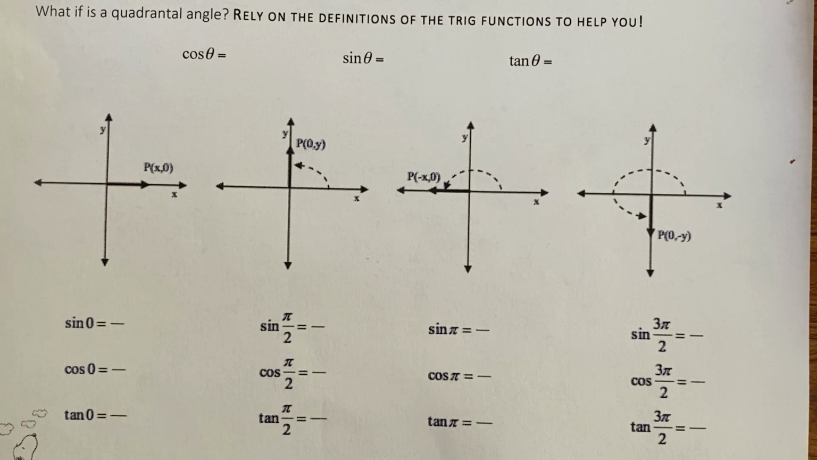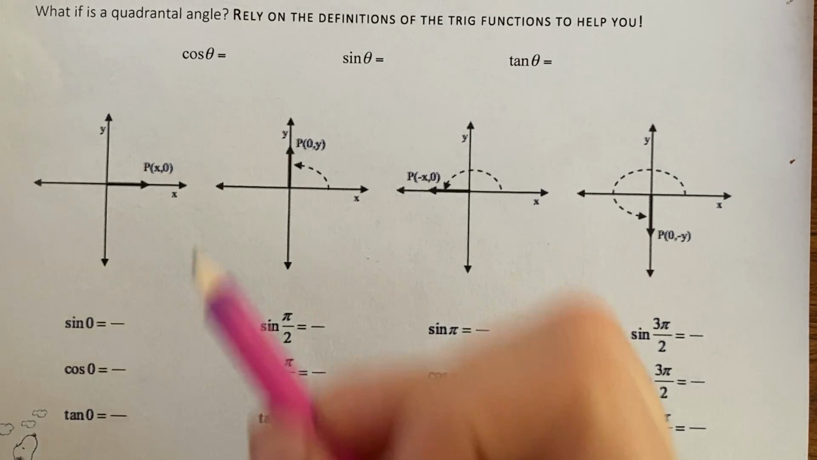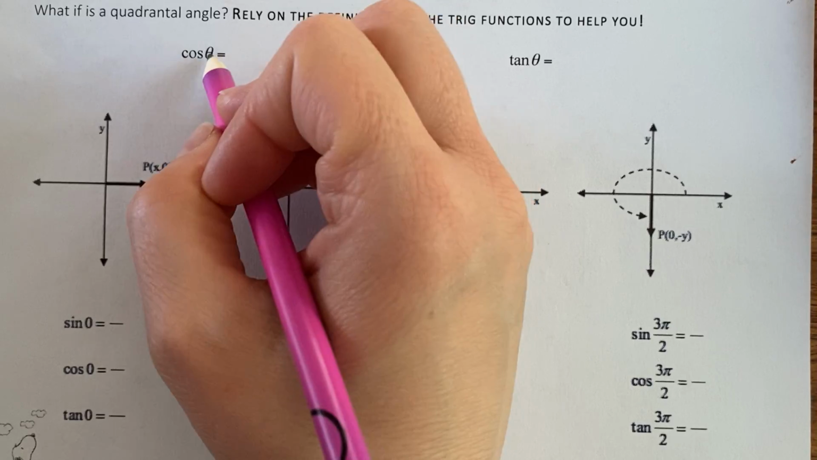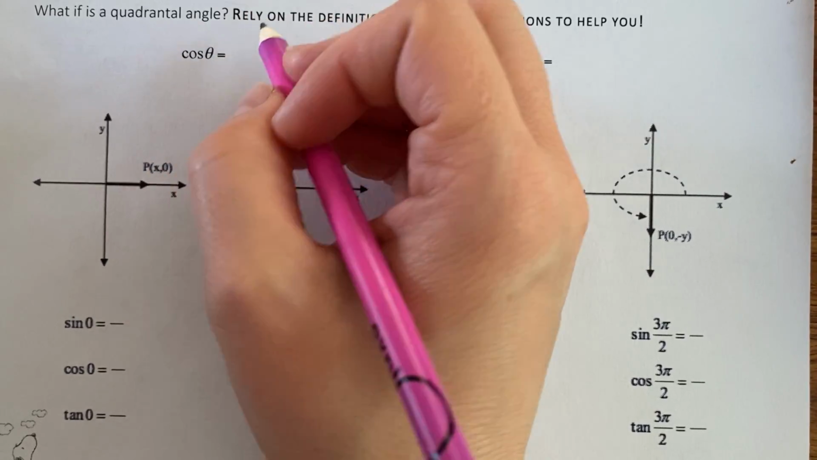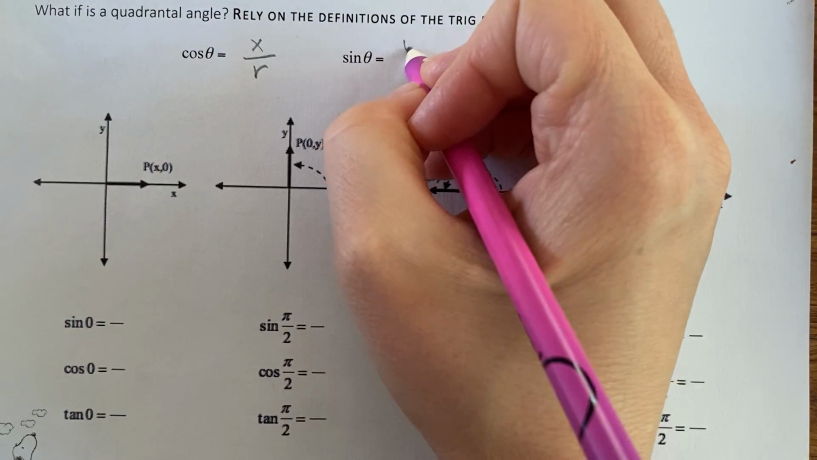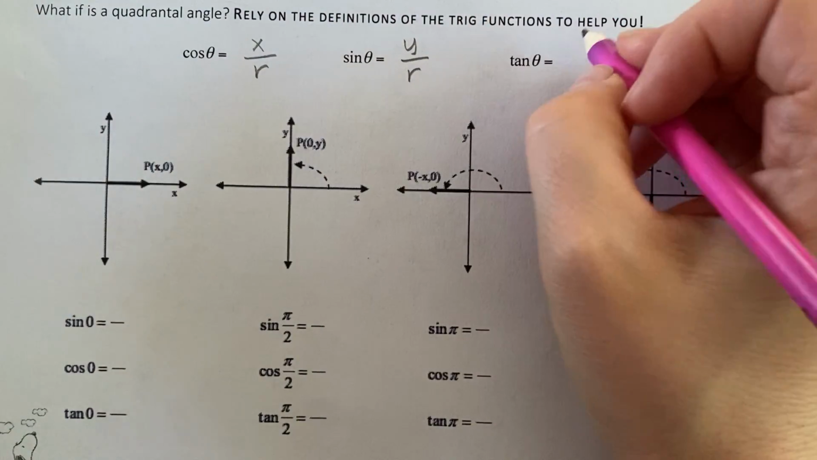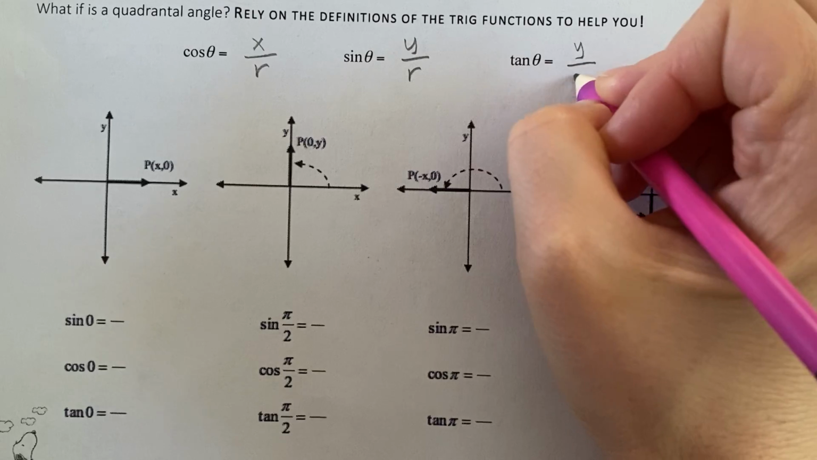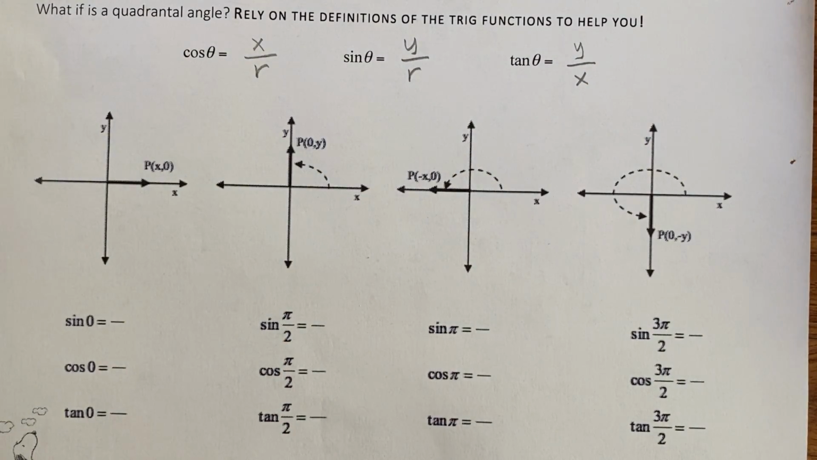The last piece here are the quadrant angles, angles that land on a quadrant. And so we're going to go back to the definition. Remember that the cosine is x over r, the sine is y over r, and the tangent is y over x. So we're going to use those values to help us here.